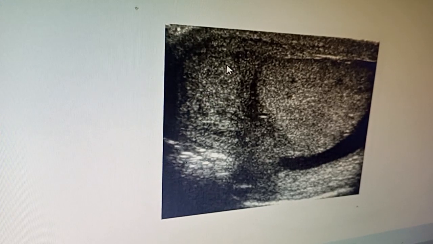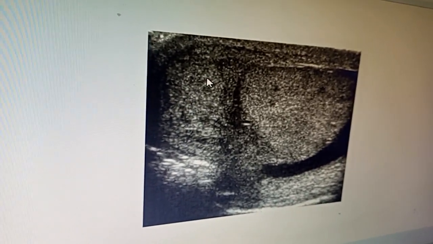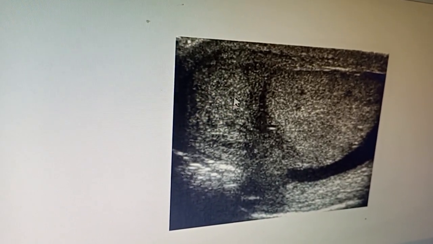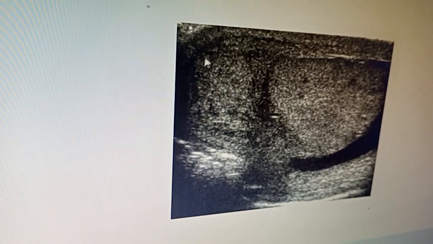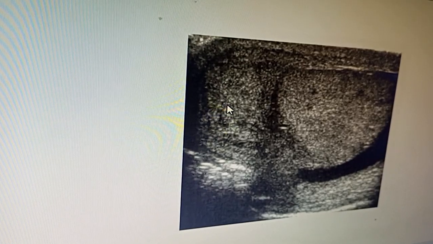The normal size of the epididymal head is 5 to 12 mm, and the body is 2 to 4 mm, and tail is 2 to 5 mm. In a condition like epididymo-orchitis, its size is increased with increased flow on the color Doppler. This is the normal anatomy of the testes.